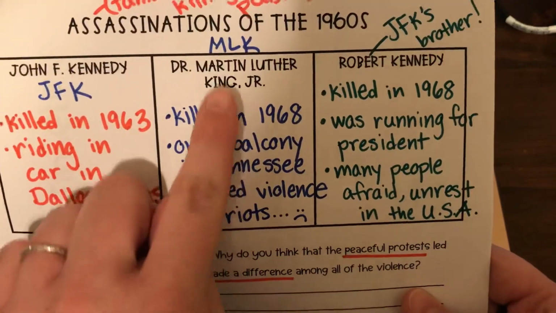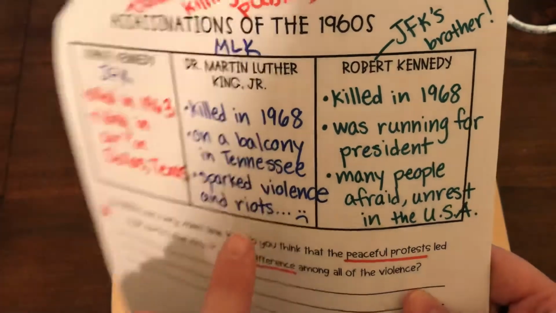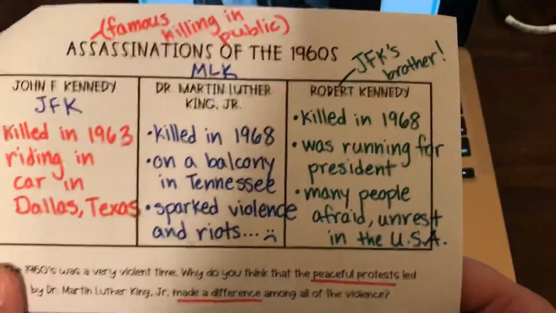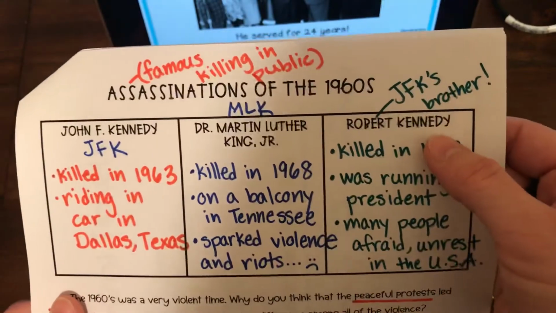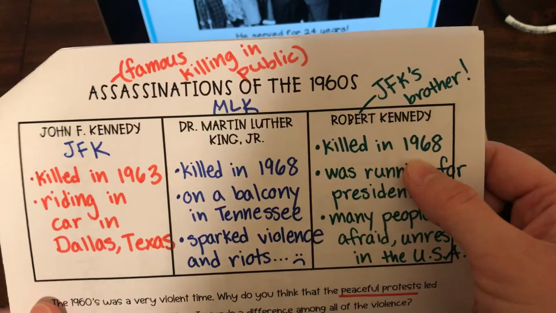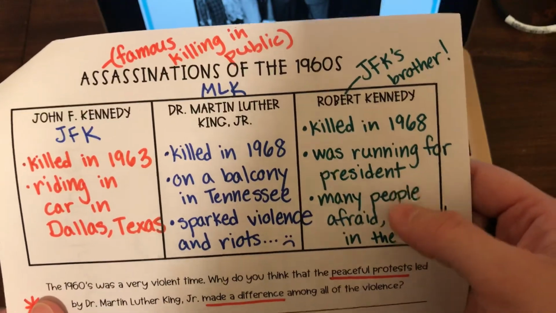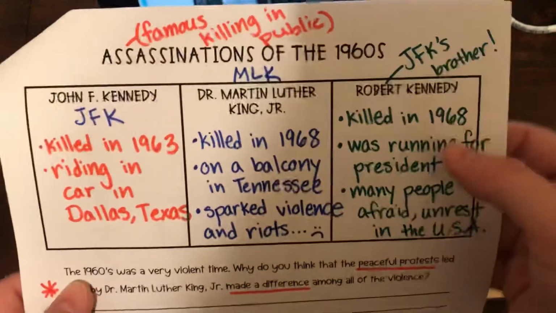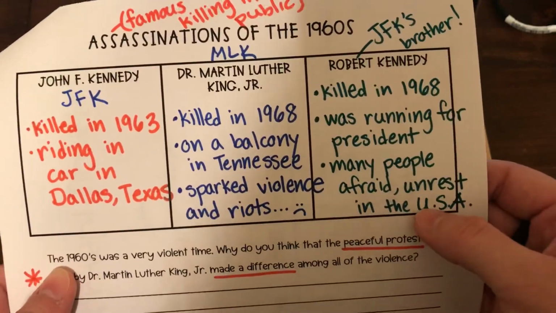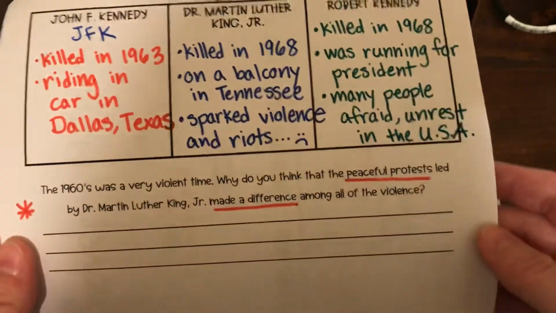Really sad, because Dr. Martin Luther King, we know, supported non-violent protests. So it's very sad that it became violent after that. And then JFK's brother, Robert Kennedy, or Bobby Kennedy, was killed in a 1968 shooting. He was running for president at the time. So not only did JFK die, but his own brother was killed as well. Many people were afraid at that time. They thought that there was a lot of unrest in the U.S.